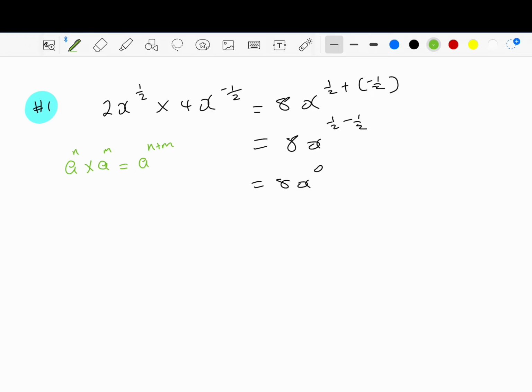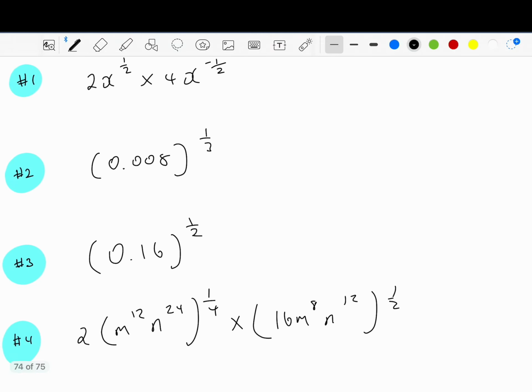Another rule that we know: a to the power 0 is equal to 1. Anything to the power 0 is equal to 1. So this is 8 times 1, which is 8. Boom, that's your answer. Let me know if you have a question on this, and I'll be happy to help. So let's go to question 2.